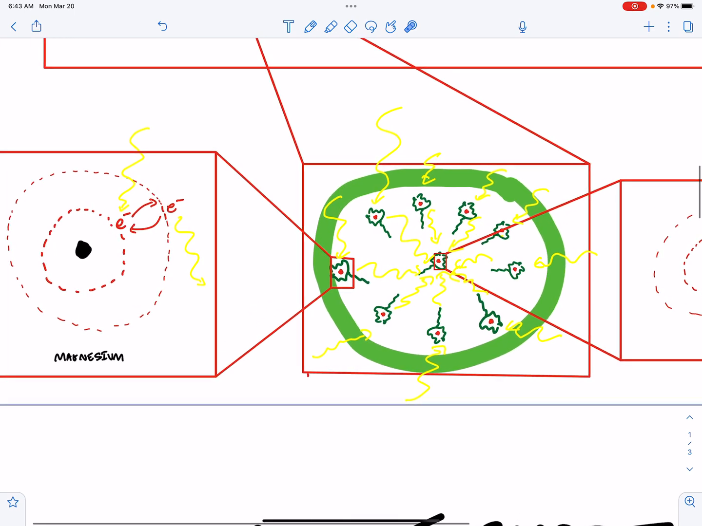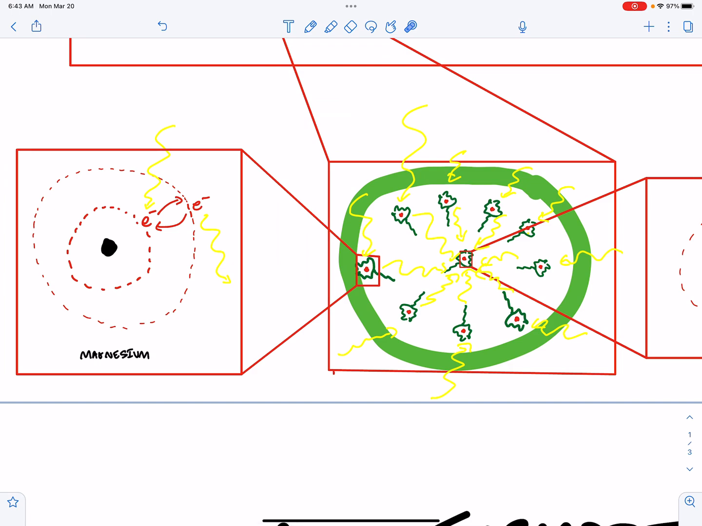Okay, so what does a photosystem actually do? It kind of functions like a satellite dish. It is going to collect a bunch of light and focus it all on one central pigment. So these are all chlorophyll molecules here, and then here is our central chlorophyll, and these little wavy lines represent light.